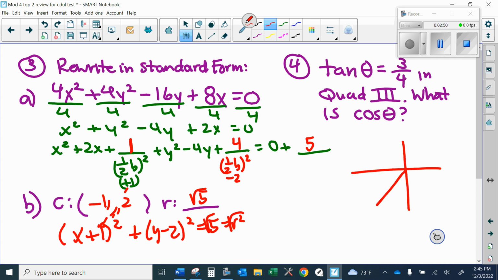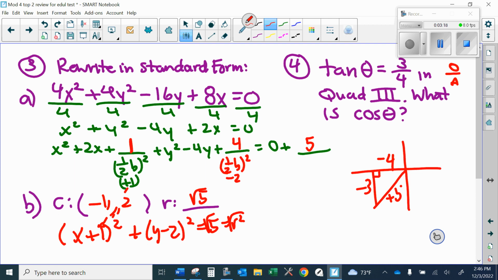Number 4 says draw a triangle in quadrant 3. So there's a quadrant 3 triangle. You know, both of those are negative, and this is a positive. It says the tangent, which you should know is opposite over adjacent, is 3/4. So they're actually both -3, -4. That's the advantage of putting the negative on there to begin with, so you don't think it's actually a positive 3 and a positive 4. Okay, it's -3 over -4, which gives you positive 3/4.